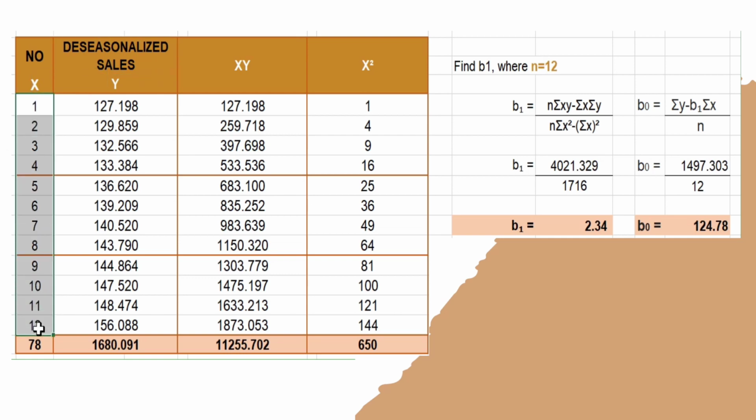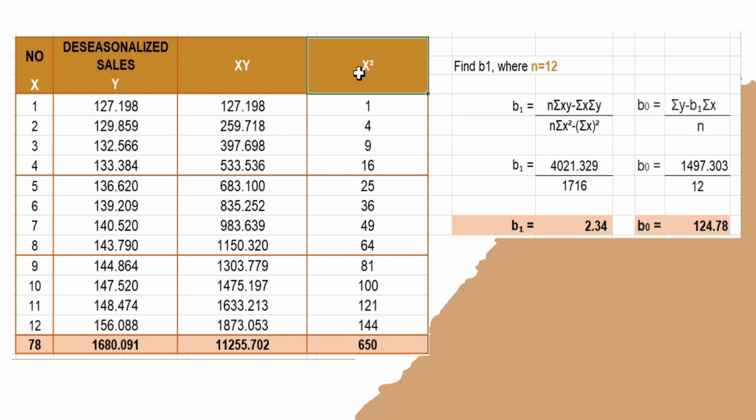So, we need to add all the values of x and all the values of y to get the summations of 78 and 1,680.091 respectively. And then, aside from that, we have to multiply our x by our y per quarter. Like this one, 1 times 127.198 gives you 127.198. And then for quarter 2, 2 times 129.859 gives you 259.718. The same computation will apply in every quarter, and you have to add all the values of xy so that you will get 11,255.702.